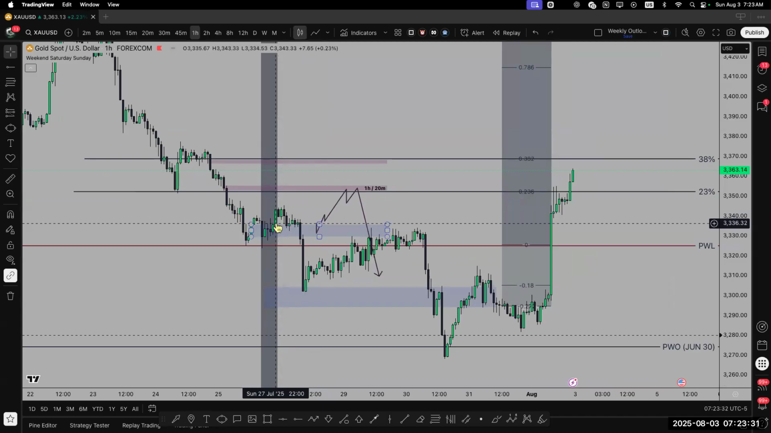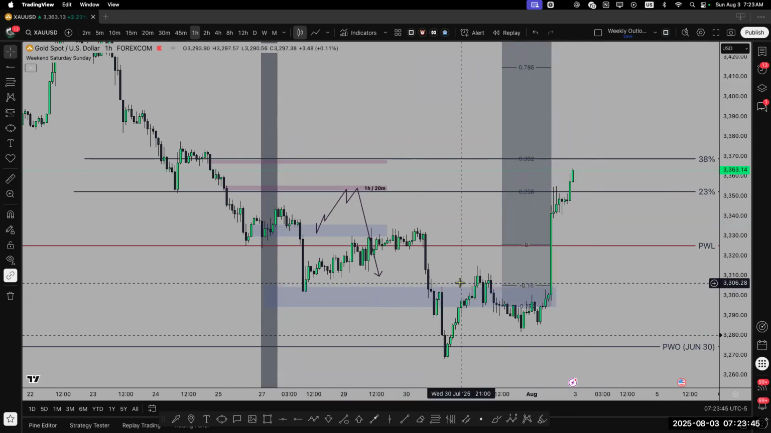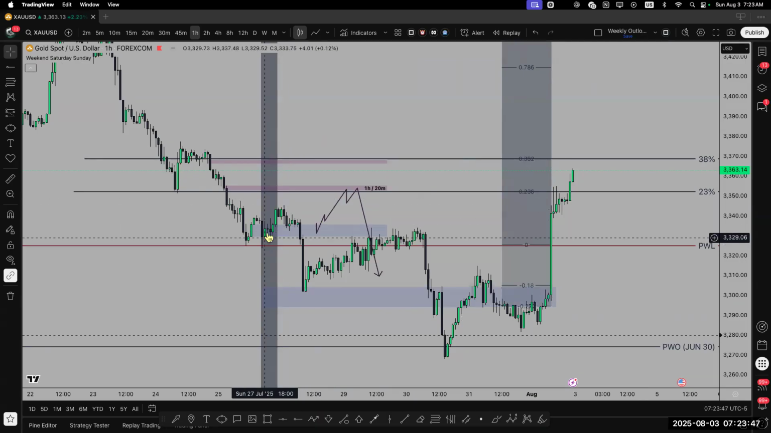price was here when it opened. We were hoping for it to come to the 23% and then sell all the way down back to the extension. That was your plan. Well, it's not going to happen to the T. It's not going to happen to the exact mark, the exact touch.